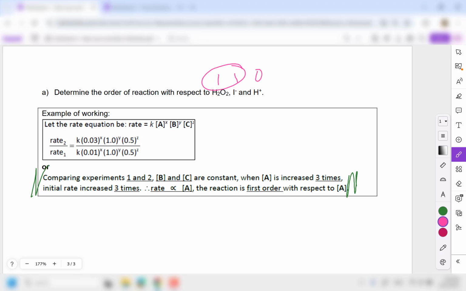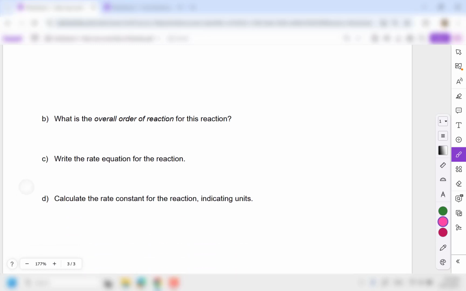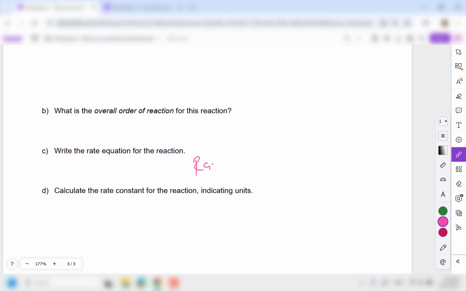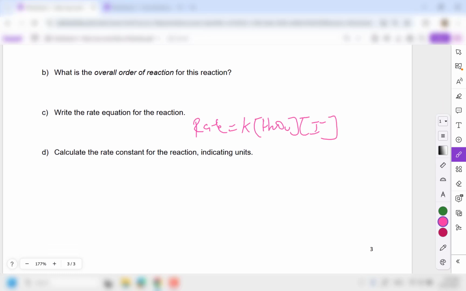The overall order of a reaction is the sum of the individual orders with respect to the reactants. Then the rate equation is simply rate is equal to rate constant, concentration of H2O2 raised to the power 1, concentration of I minus raised to the power 1. Okay, calculate the rate constant for this reaction, include its units.